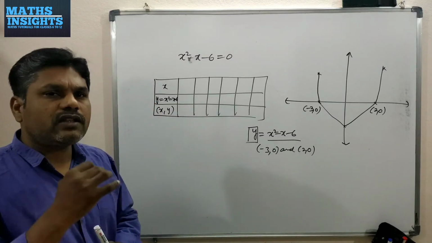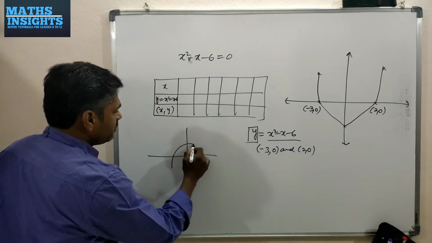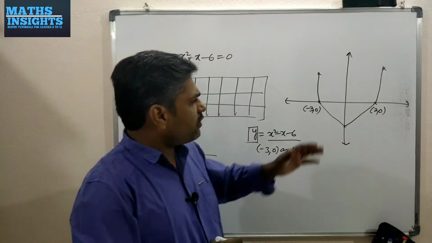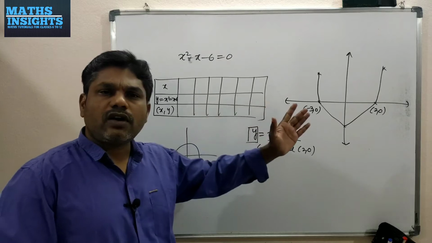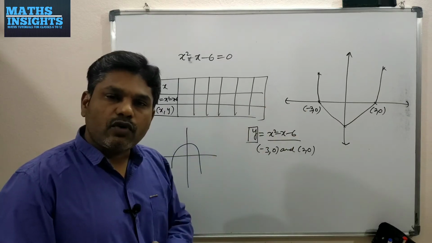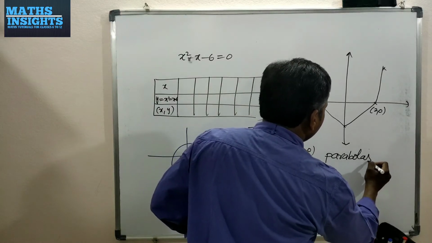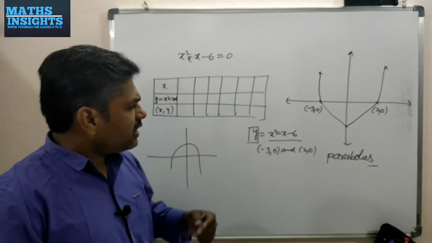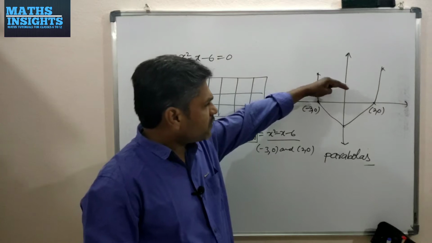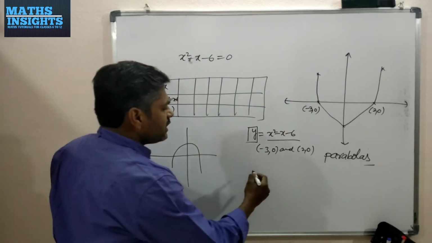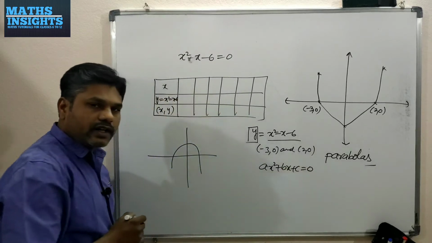Draw the graph of another quadratic equation. It may be like this also. It may be like this also. That means this is in the form of a U and this is in the form of an inverted U. These two shapes are called parabolas. You will learn in detail about parabolas in your higher classes, and when we have this type of shape and this type of shape, see, ax square plus bx plus c is equal to 0. This is a quadratic equation.